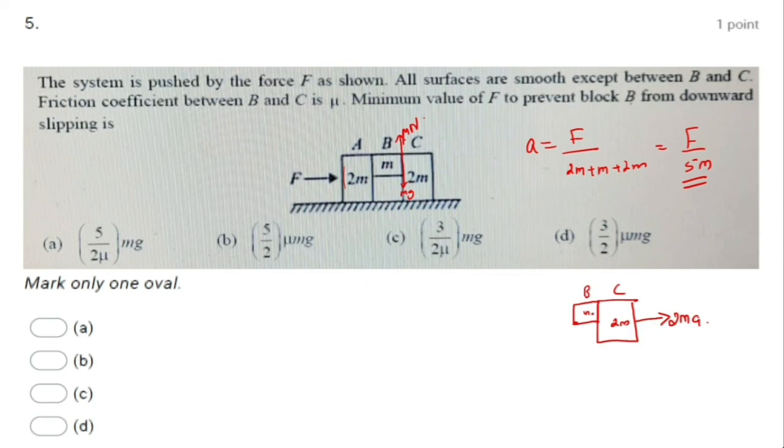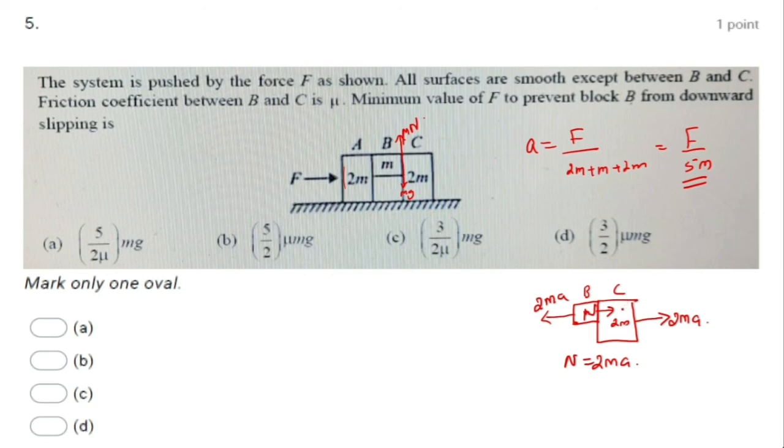Now look at this picture here, B. B will be exerting a normal reaction force on block C, and definitely according to Newton's third law, block C will exert the same force backward also, and that will be equal to what? That is equal to 2ma. So what is the normal reaction force applying here? We can say that the normal reaction force on C by B is equal to 2ma.